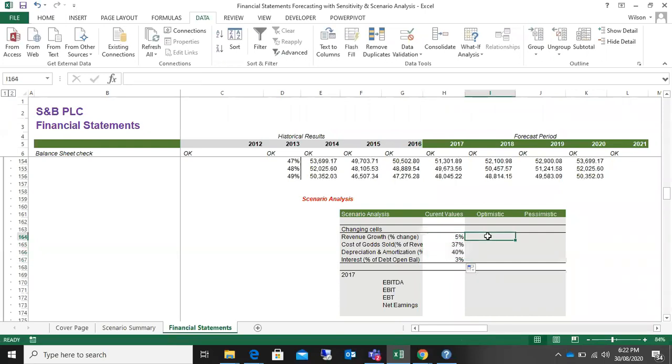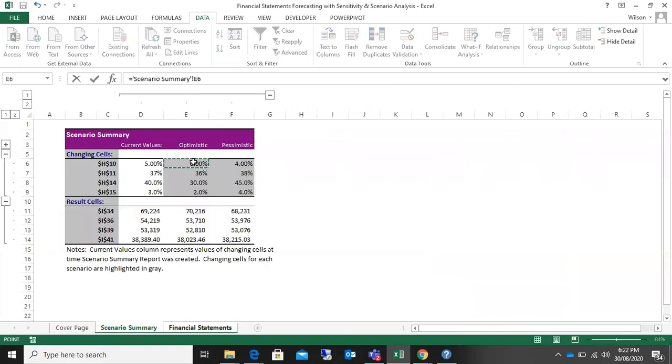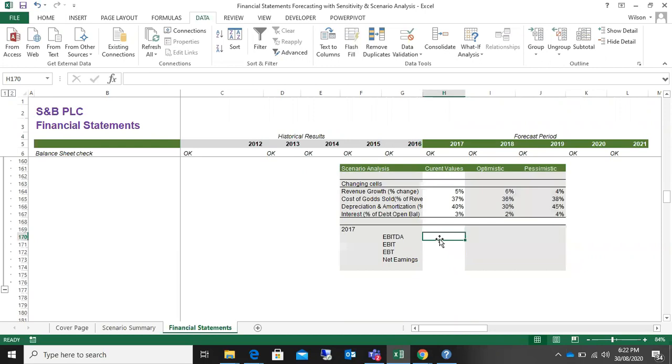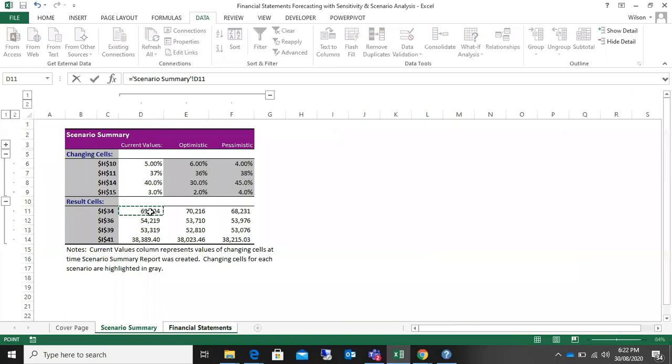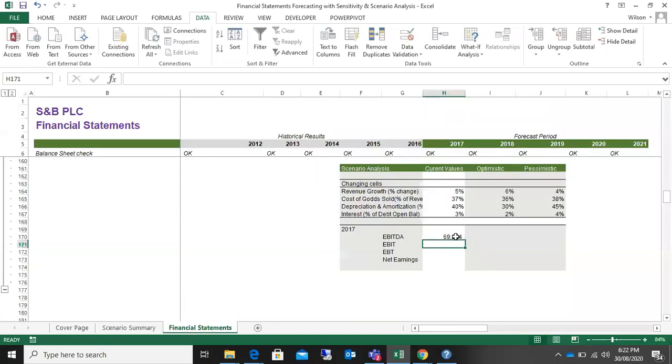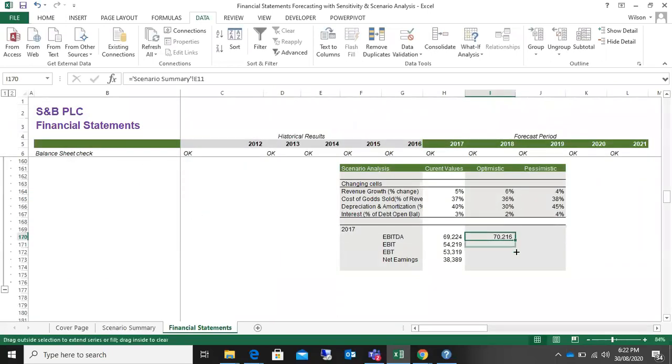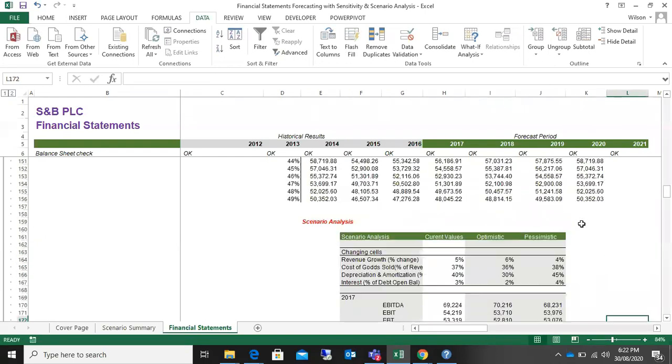You see? Then come here, go to scenario summary, select optimistic, take it down, take it this way and drag it down. You see what you will do? Then come here, current value, go to scenario summary, select this and take it down like this. Then come here, select this, take this down like this and take it like this. Perfect, you are true. So this is your scenario analysis.